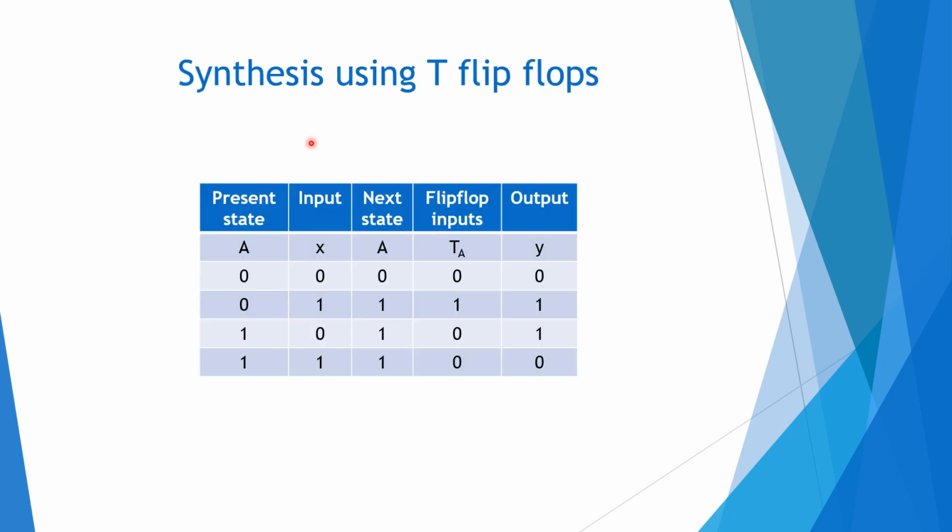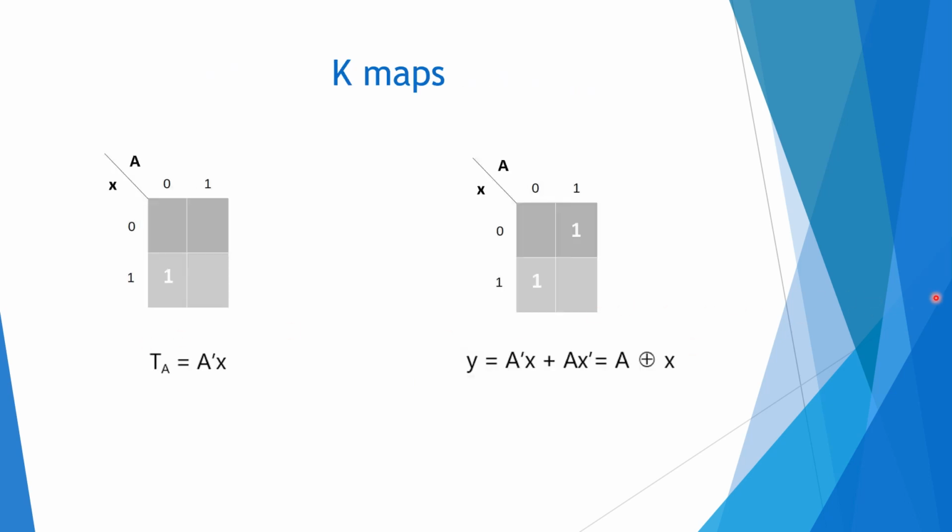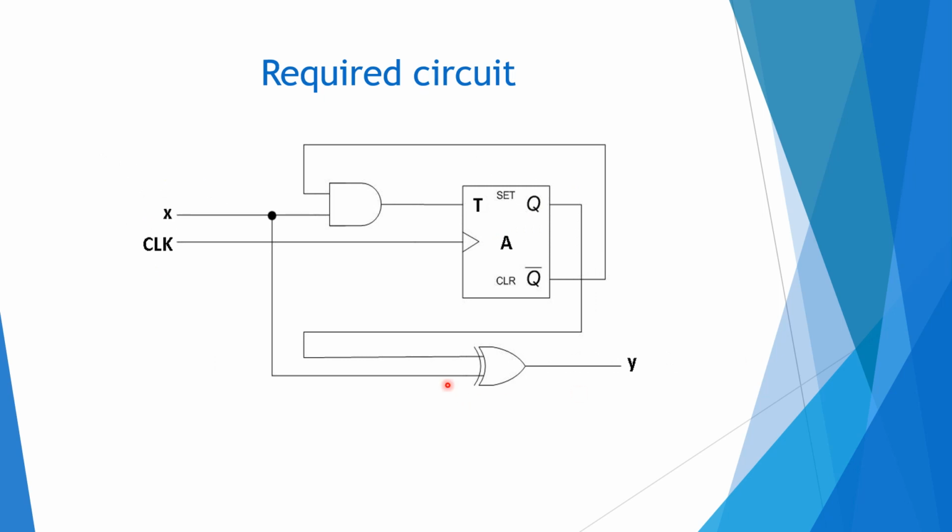So again we can do a synthesis using a T flip-flop. Let us see what will be the complexity. A bar X. Just a little bit, A bar has come, but since we have A bar at the flip-flop output, it is okay. So this is the required circuit with T flip-flop, used for the design.